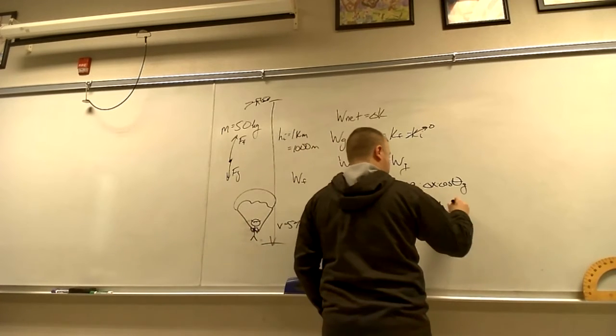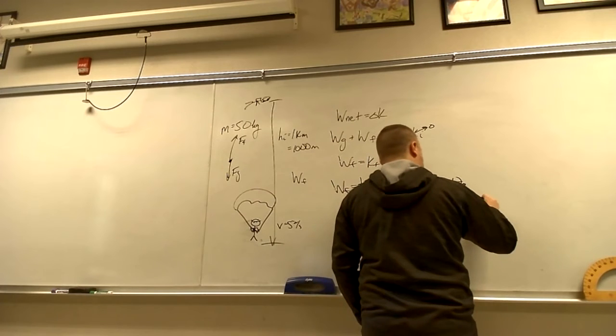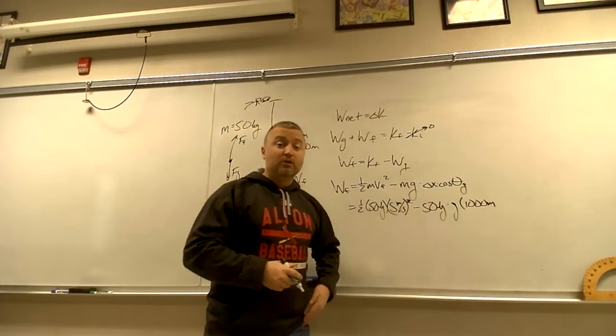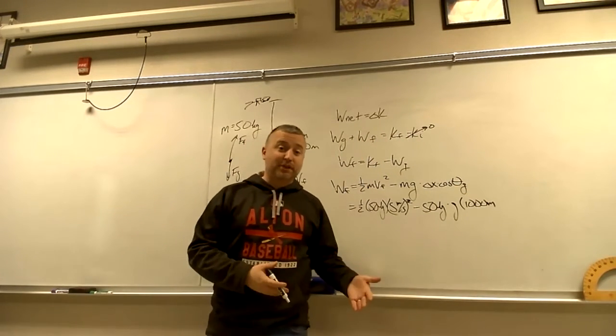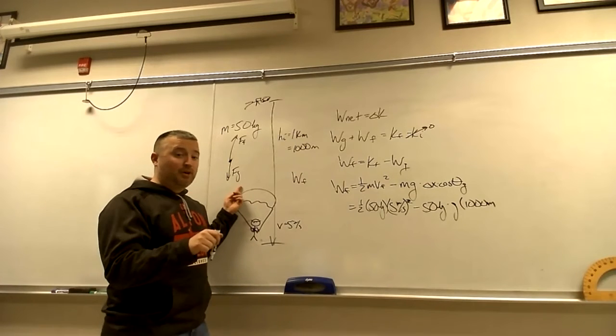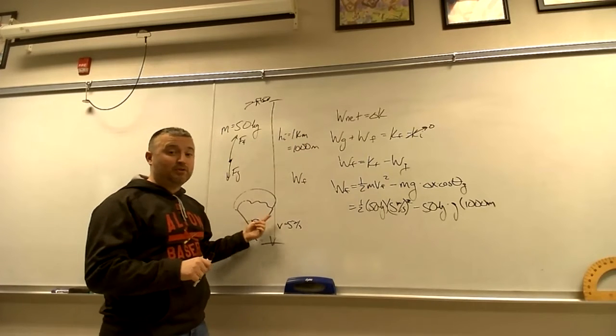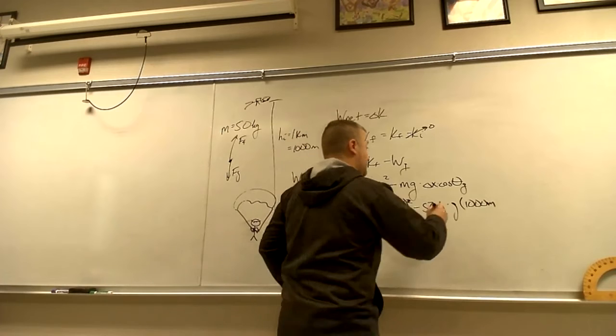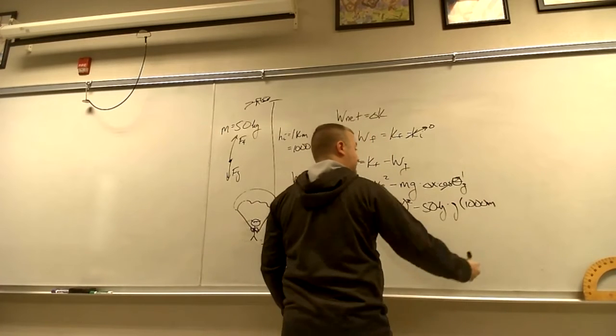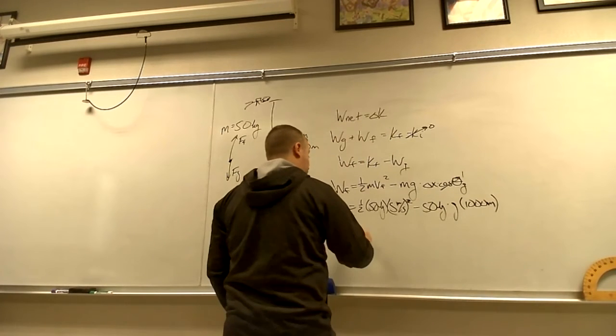50 kilograms times g times the displacement, which is 1,000 meters. And now the angle. Remember, this is the angle between the force and the displacement. Force of gravity is going down. The person is traveling down, so the angle should be 0, and that should be cosine of 0, so 1, leaving us with that guy right there.